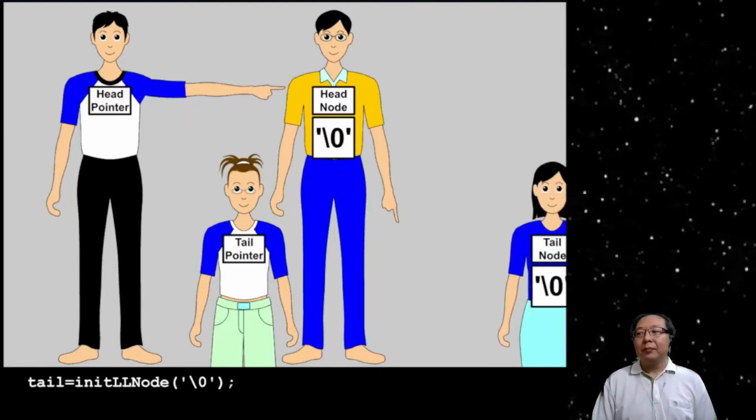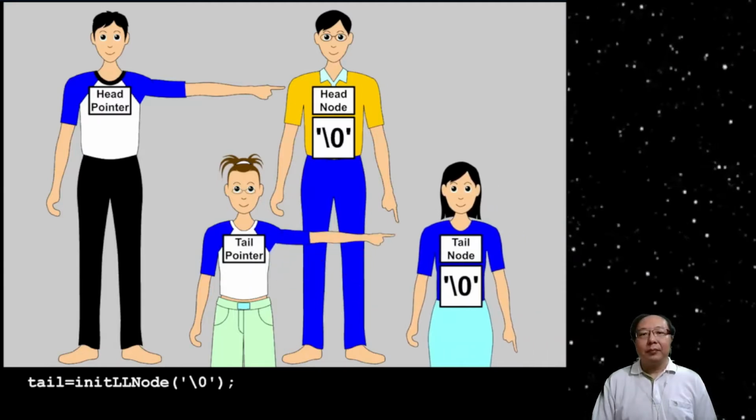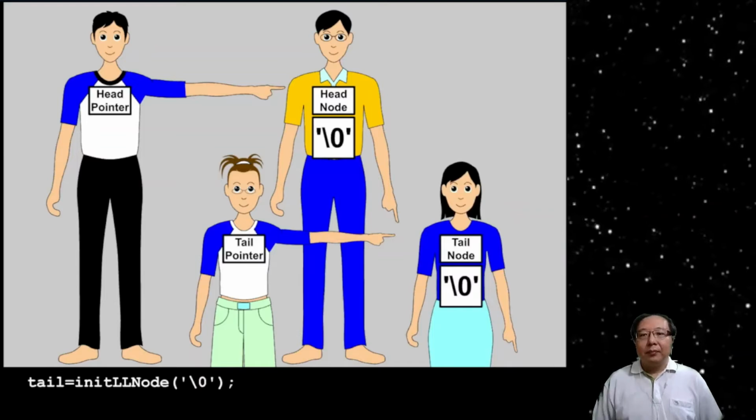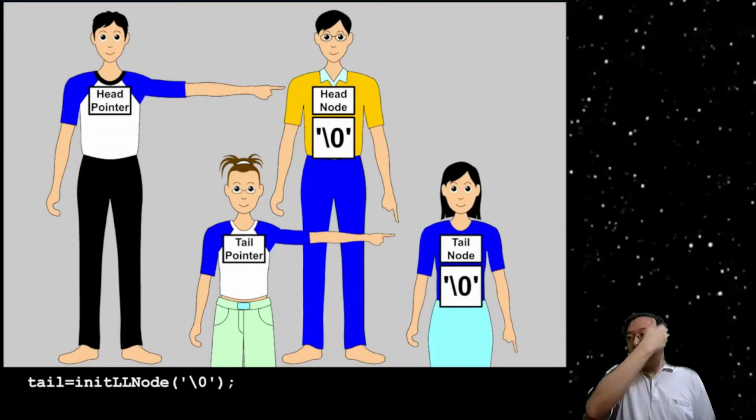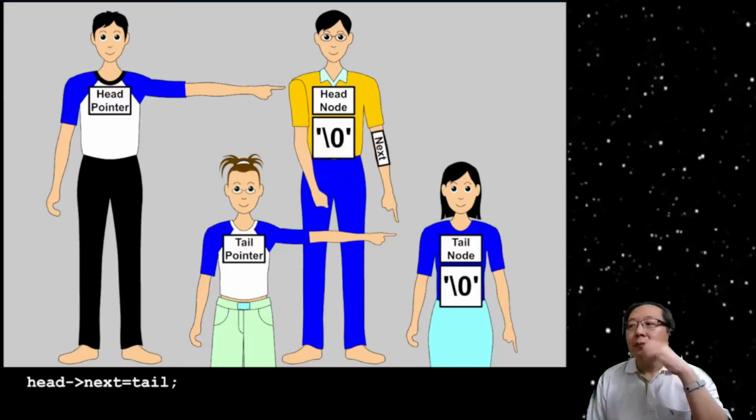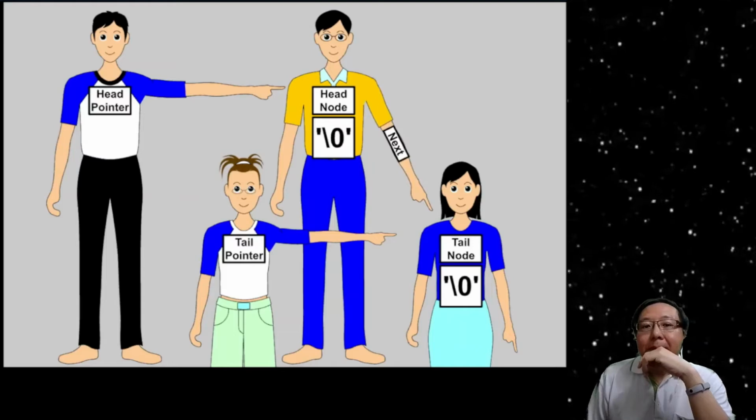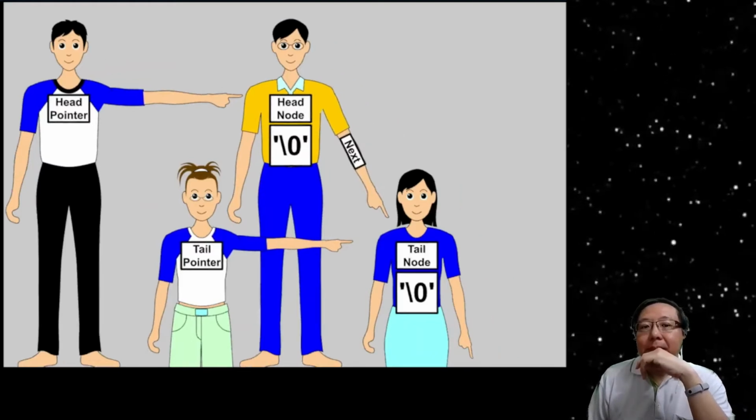Then, we call init LL node again and make tail point to this new node. This is the tail node, which also has a null character in it. Now, make head arrow next point to where tail is pointing to, which is this tail node. The initial list is now set up.